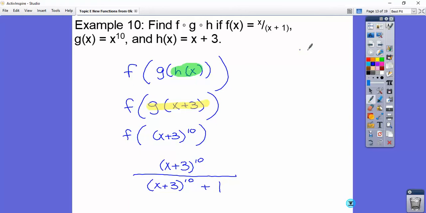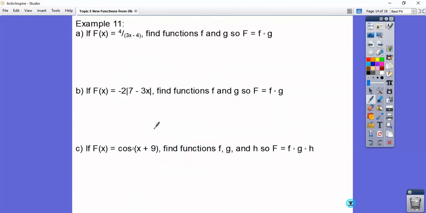Let's go backwards. So my answer to the composition, I did a composition and I got 4 over 3x minus 4. I want you to break this down and tell me what the original functions were. Now these are the problems, we did them last year and we talked about there's not always just one right answer, so you're finding a possible answer.